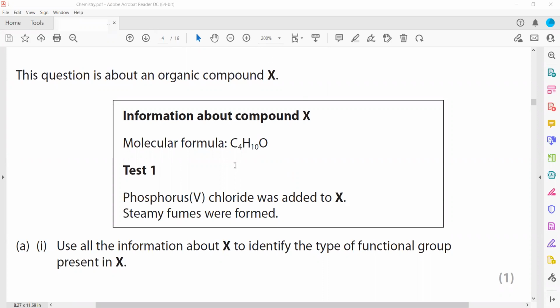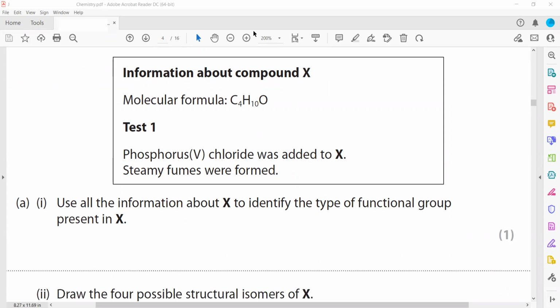So we can say it contains a hydroxy group, or we can also say an OH group is present. So here it might contain a hydroxy or OH group.